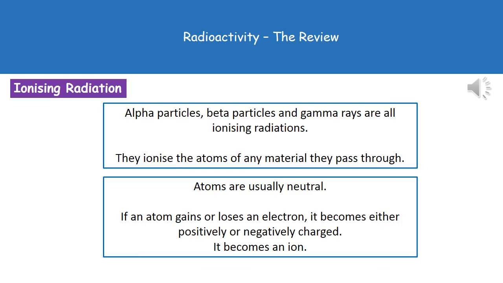As we've already said then, we've got alpha, beta and gamma, which are all ionizing radiations. Now, what that means is that they're going to ionize the atoms of any material they pass through. And remember, by ionize, we mean it's going to become charged. So what we find is atoms are usually neutral, but in the instance that we've got this ionizing radiation passing by, what's going to happen is it's either going to make that atom gain or lose an electron, and that makes it become either positively or negatively charged, therefore making it an ion.